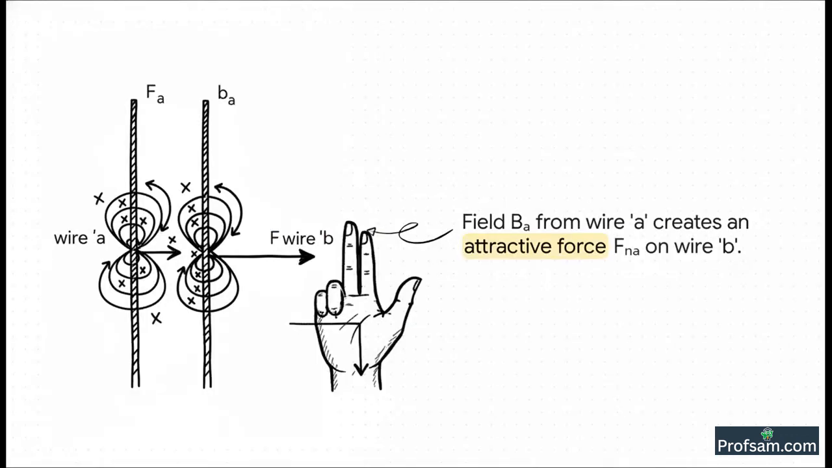And this picture shows it all perfectly. Look, you have two conductors, A and B. The current in A creates a magnetic field, BA. If you use your right-hand thumb rule, you'll see the field goes into the page where B is. Now, B is carrying a current in that field. Apply Fleming's left-hand rule, and what do you see? The force, FBA, is pointing towards wire A, and that means they attract.